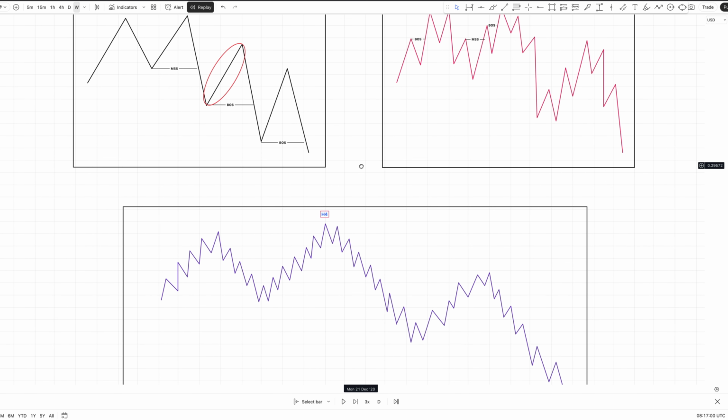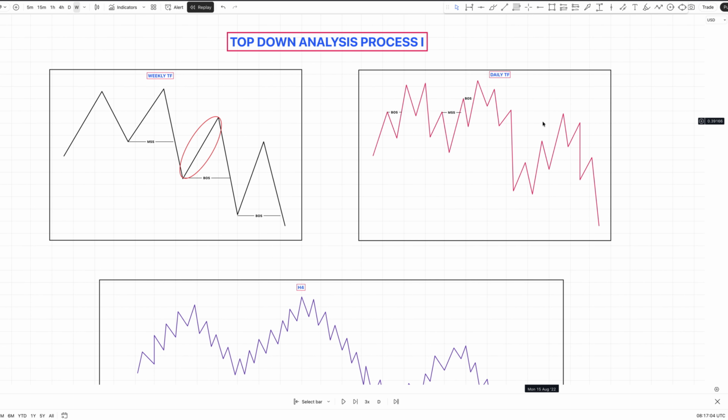So your structure here is going to be completely different from what you have even on the daily, you see. If you have the weekly structure, you're going to have the daily structure and the 4-hour structure. I'm going to go through my chart and begin to show you how these things work so you can see how to simplify your top-down analysis process.